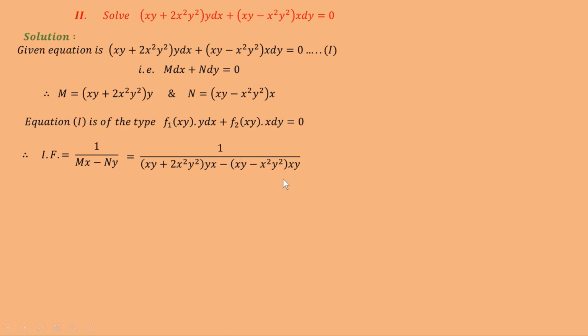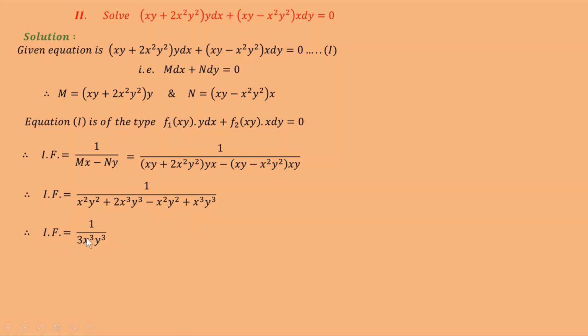Now take this xy inside 1, and minus n inside. So this is equal to 1 upon x square y square plus 2 x cube y cube minus x square y square plus x cube y cube. Here we observe that plus x square y square and minus x square y square get cancelled. So this is equal to 1 upon 2x cube y cube plus x cube y cube. So it is 1 upon 3x cube y cube. So this is the integrating factor.